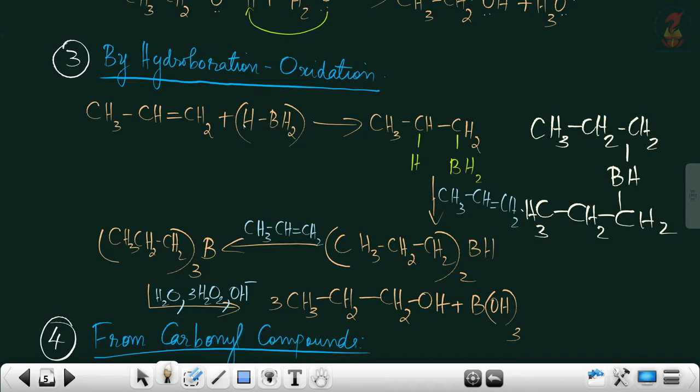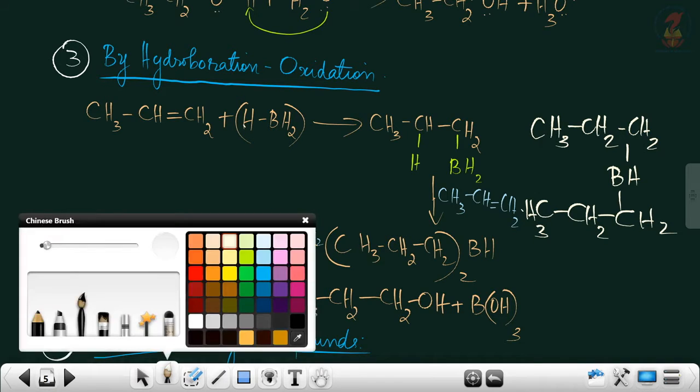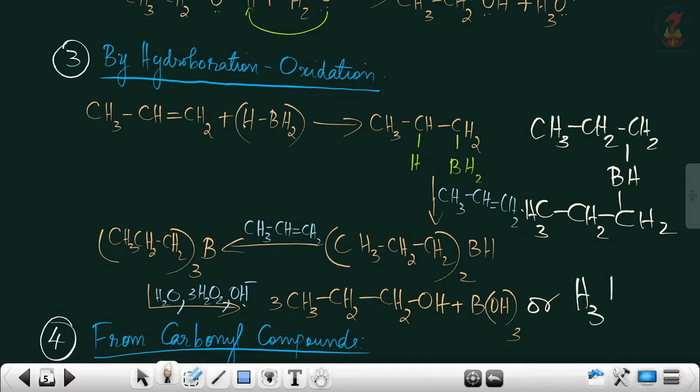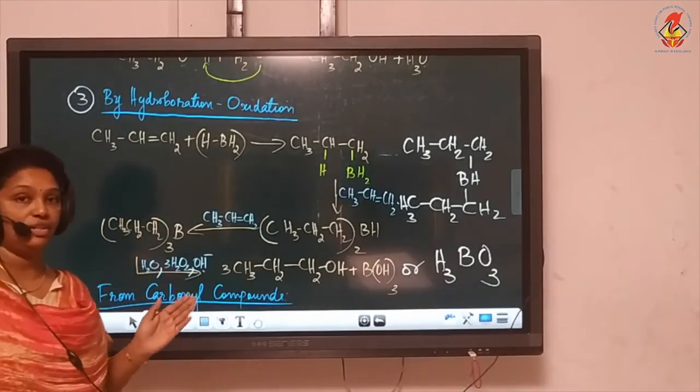Now which again adds on one more alkene to form a trialkyl borane. This is CH3, CH2, CH2 thrice B. Now this trialkyl borane will undergo oxidation with hydrogen peroxide and NaOH to form alcohol as the final product. Plus we get the byproduct BOH thrice, or we can also write it as H3BO3, which is called boric acid. So this is hydroboration oxidation reaction.